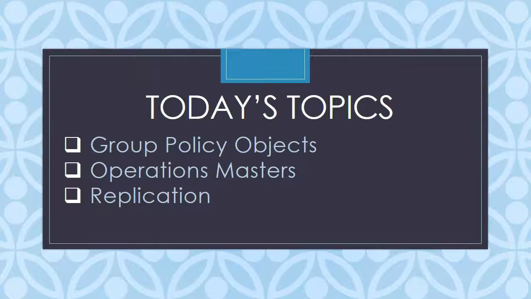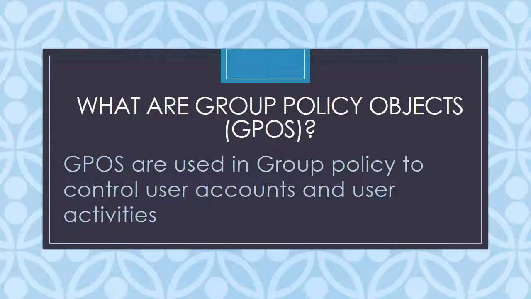Today we're going to be talking about 3 different Active Directory facets: group policy objects, operations masters, and replication. Let's get started. So, let's start with talking about what group policy objects are. Group policy objects, also known as GPOs, are used in group policy to control user accounts and user activity.